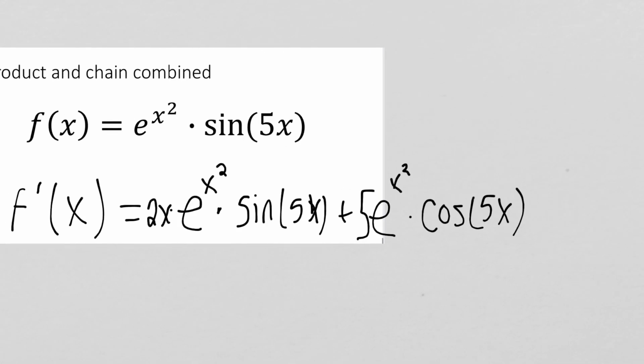So here is your final derivative where we've applied the product rule, and then for each of the derivatives we had to take within the product rule, we also had a nice chain rule.